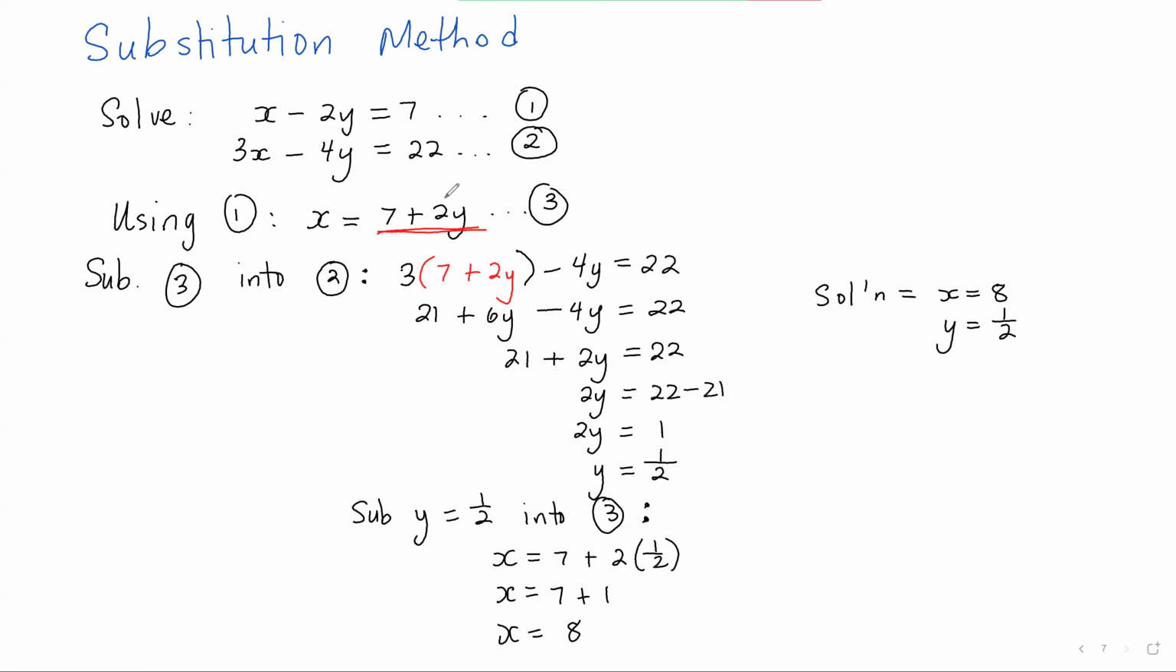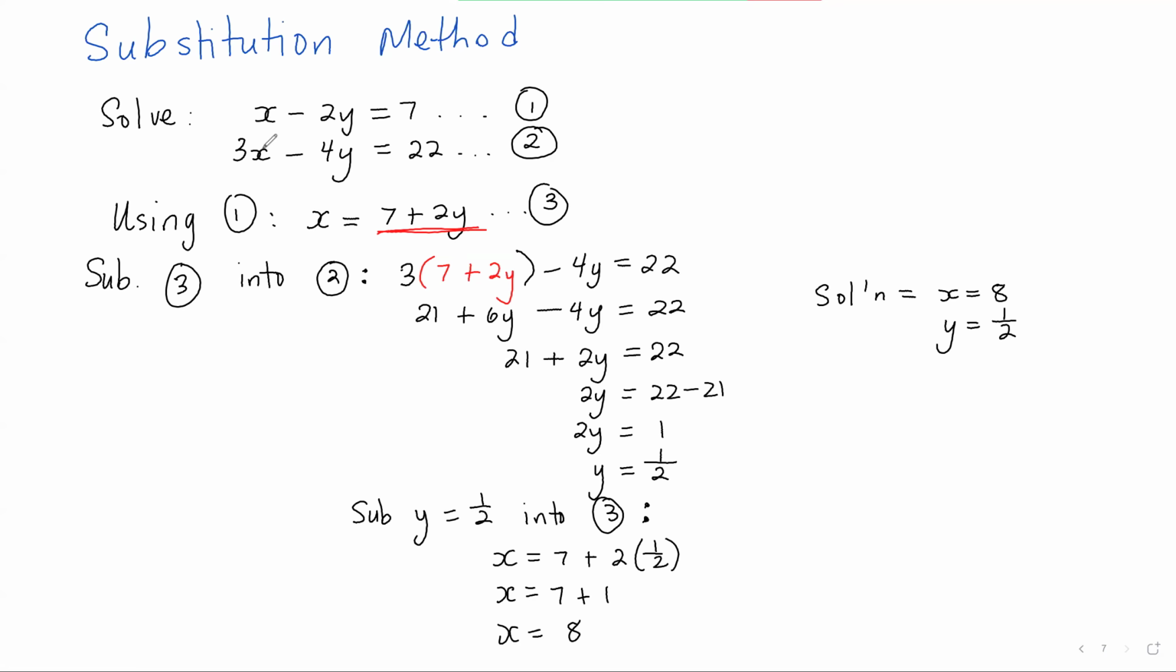All right. Now that I got a substitution for x, it means I can now replace x with that expression in the other equation. So it cannot be in equation 1. It has to be in the other equation. The reason is that I use equation 1 to get this substitution. So therefore, I will substitute that equation 3 into equation 2 by simply replacing x with 7 plus 2y.